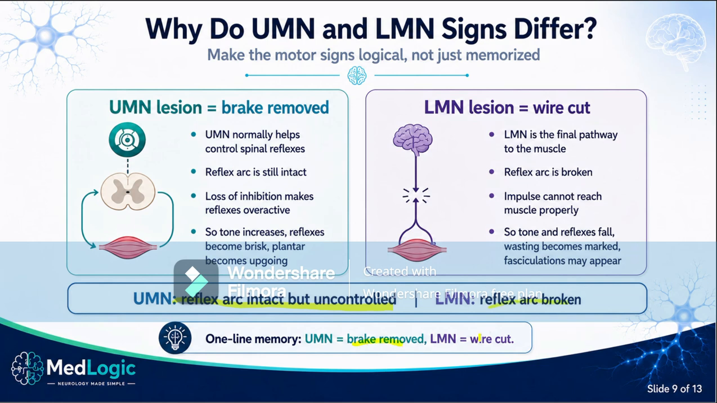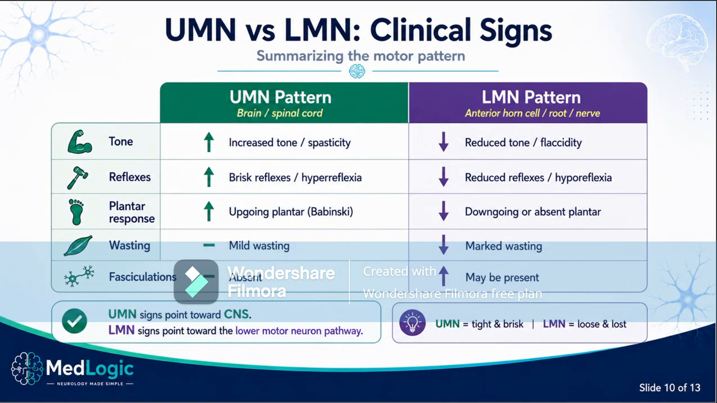Now let's convert this concept into exam-ready clinical signs. In an upper motor neuron pattern, the lesion is usually in the brain or spinal cord. Tone is increased. Reflexes are brisk. The plantar response is upgoing. Wasting is usually mild. Fasciculations are absent.